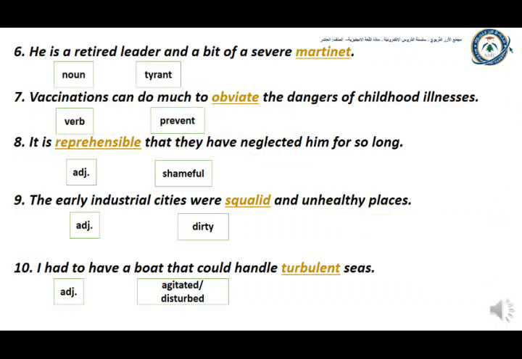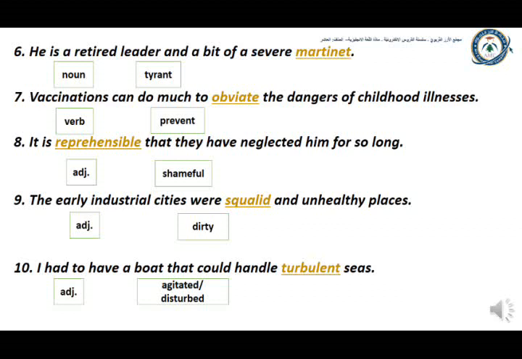Now we have 5 more words used in different sentences. 6, 7, 8, 9, and 10. 6. He is a retired leader and a bit of a severe martinet. What's the part of speech of the word martinet? Martinet is a noun. Now what's the meaning of the noun martinet?